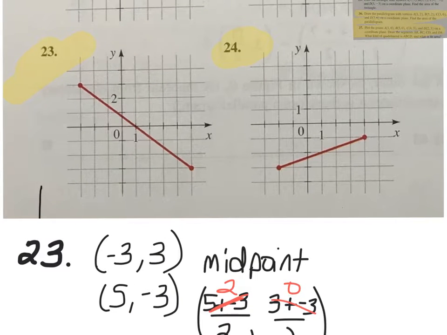So if I went onto my line and I went over 1, and up and down 0, and I put my point, does that point look like it's in the middle of that line segment? Yes. So that's a way you can check yourself.